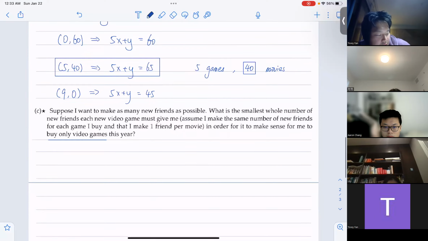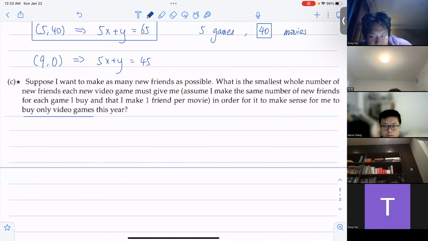Okay, so Lily, any idea? Or if you don't, since it's a challenge problem, Aaron, Rika, any idea? If not, I can give you some hints and then I can give it a try.